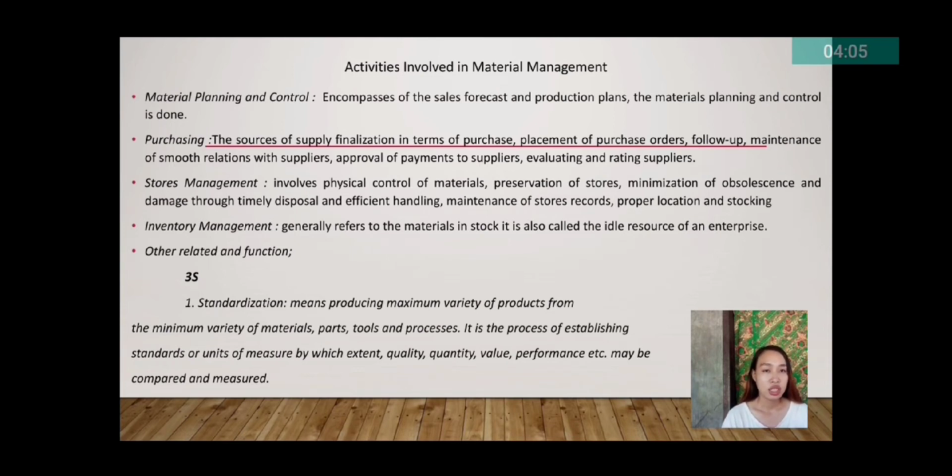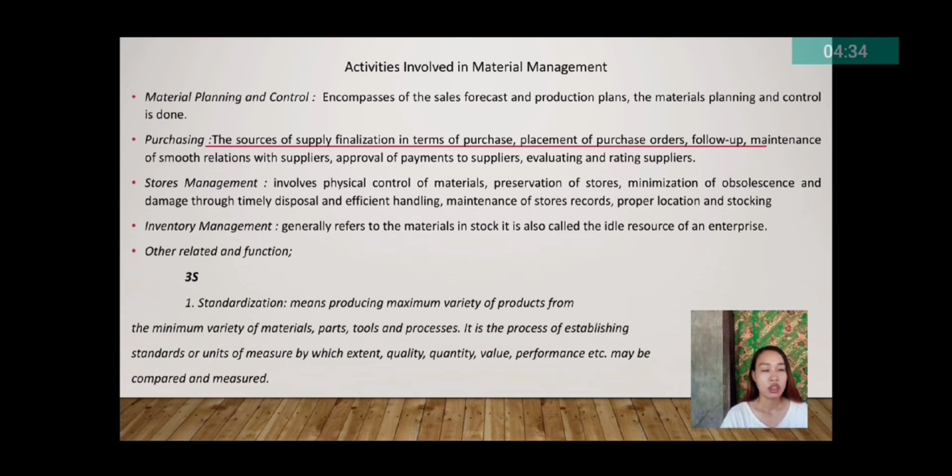Inventory management generally refers to the materials in stock. It is also called an idle resource of enterprises. So, inventory management means they know their stock, they count and gather their stock, and also the consequences of it.